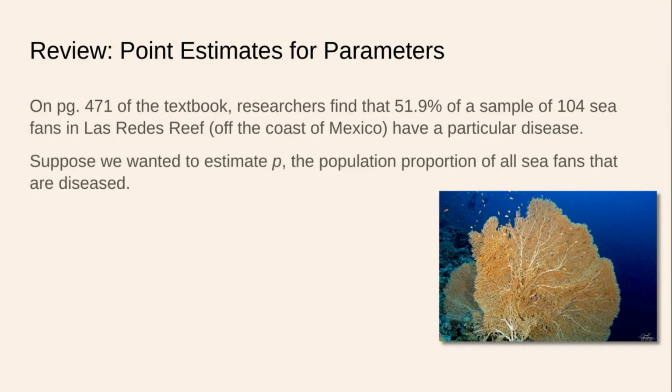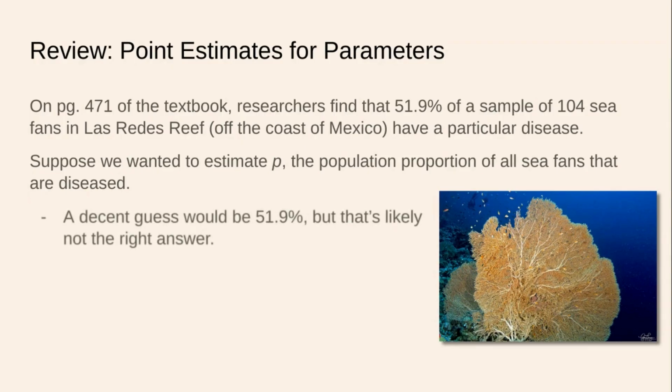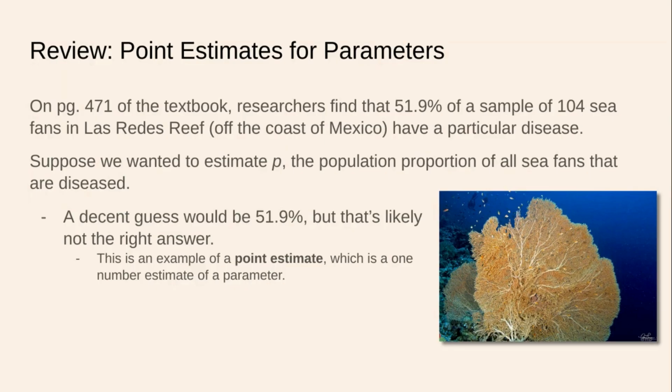Suppose we wanted to estimate the true population proportion of all sea fans that are diseased. A decent guess would be 51.9%, but that's likely not the right answer. This is an example of a point estimate, which is a one-number estimate of the parameter. It's the best one-number answer we have because it's an answer we glean from a hopefully representative sample, but the issue is that it's probably very likely incorrect.